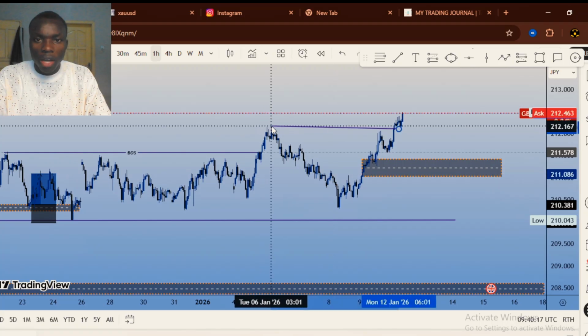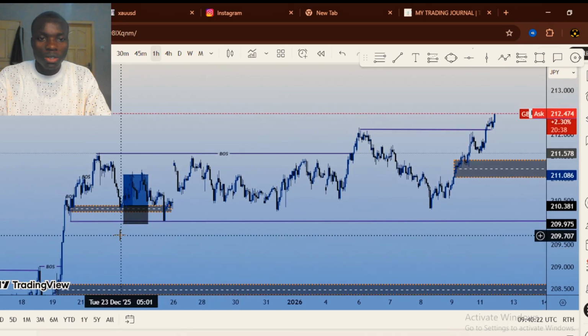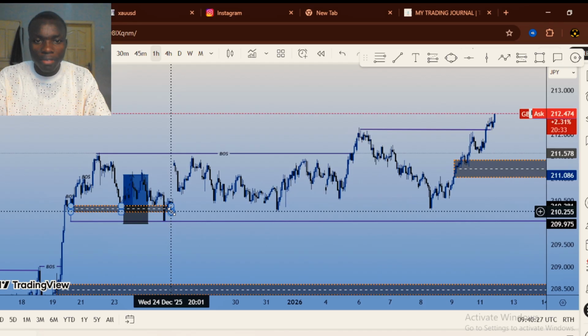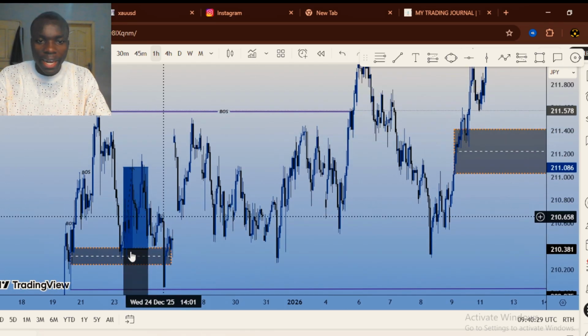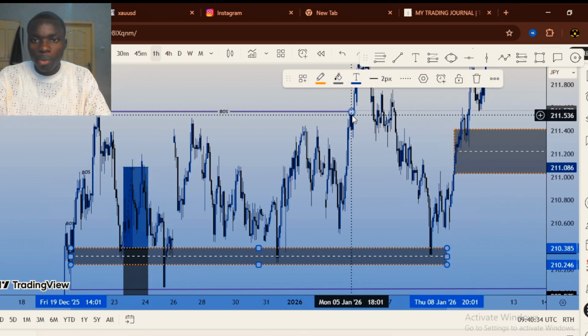So after that is another break here. So this break is fulfilled now. There is no need for me to be here. So unless it breaks out, this zone is still valid. That's what you should know. Unless it breaks out, this zone is still valid. So I'm going to drag this zone. You see, it breaks out.